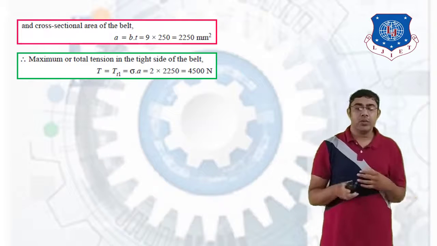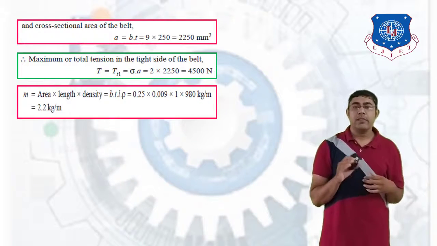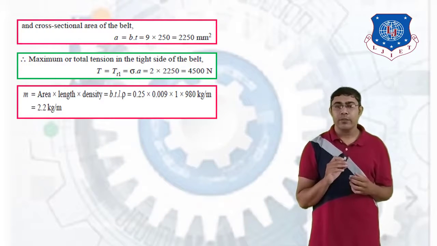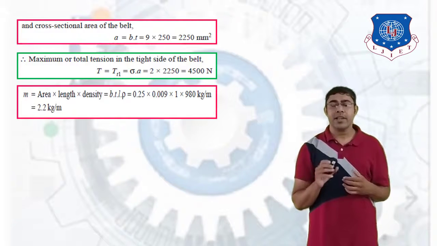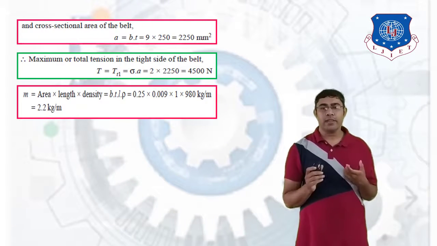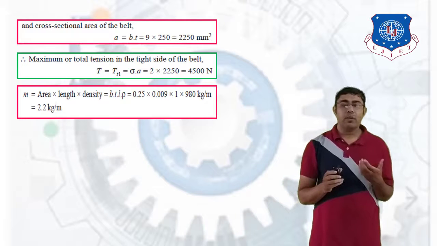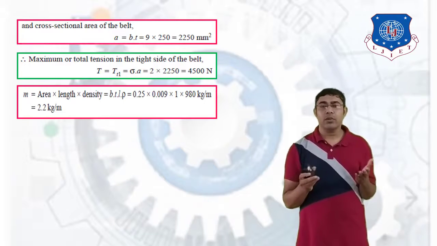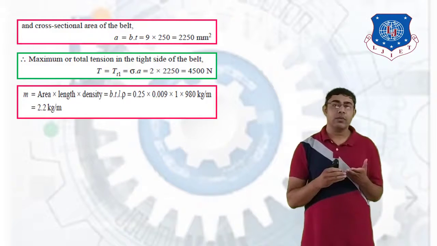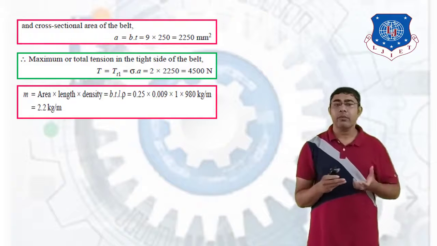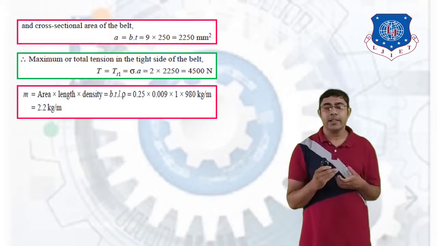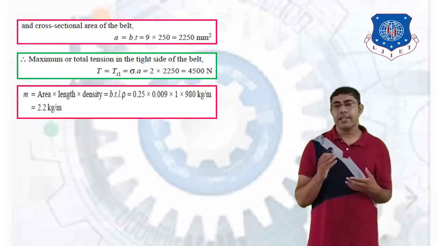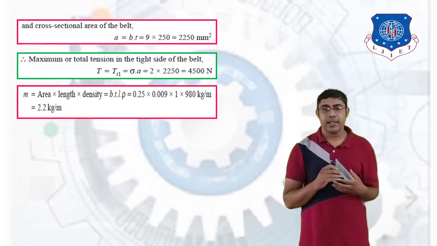Now our aim is to calculate the T1. So T1 is T minus Tc, and Tc is centrifugal tension, and Tc is equal to m v square. To calculate Tc, we have to first calculate the mass of belt, and for that we consider mass of belt per meter length. As we know, the mass is the multiplication of density and volume. Here volume is area into length. So area is b into t and length is L, and density is considered as rho.